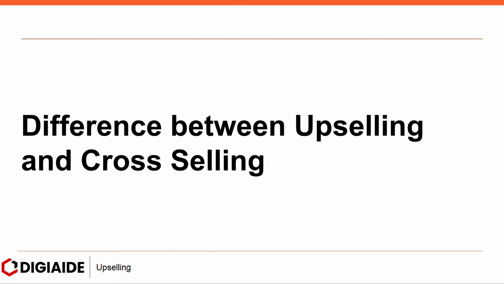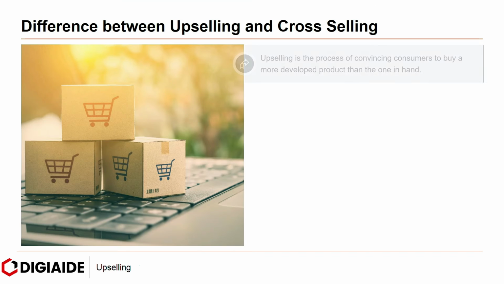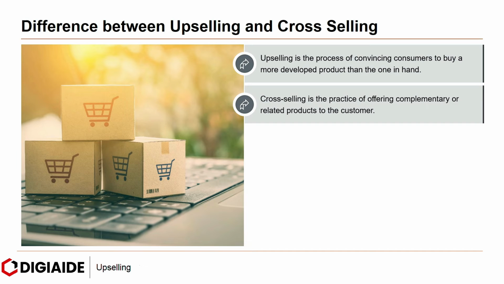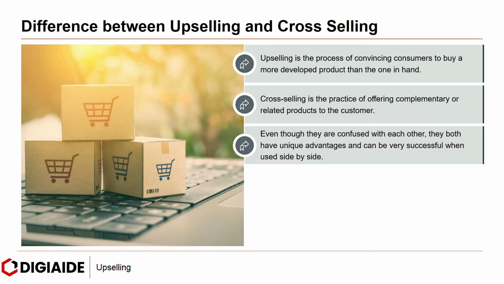Next, difference between upselling and cross-selling. First, upselling is the process of convincing consumers to buy a more developed product than the one in hand, whereas cross-selling is a practice of offering complementary or related products to the customer. For example, French fries with burgers.